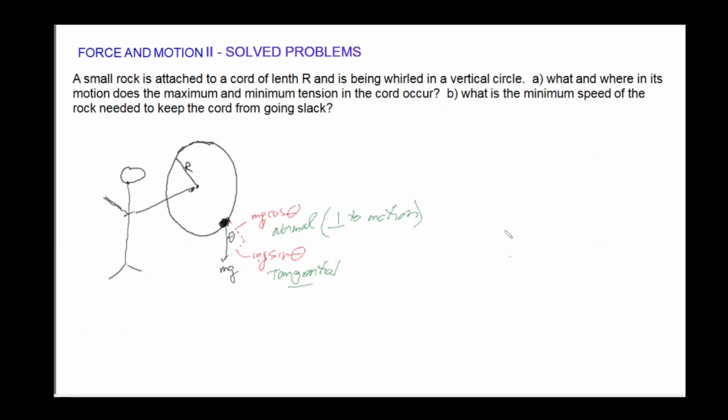In this problem, we're not going to use an x and y axis. We're going to use a tangential axis, which is the force and acceleration moving with the velocity, tangent to the circle, and the normal axis, which is the force and acceleration moving perpendicular to the movement of the rock.